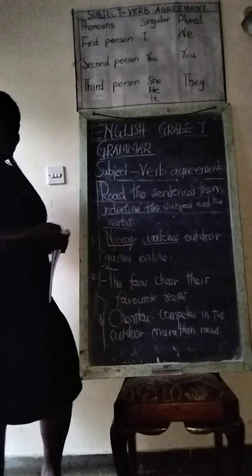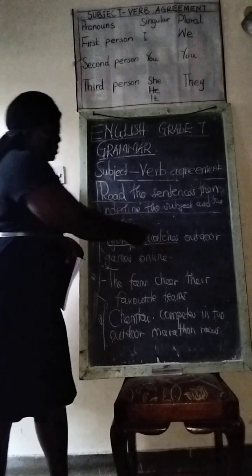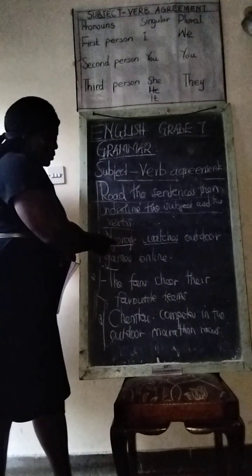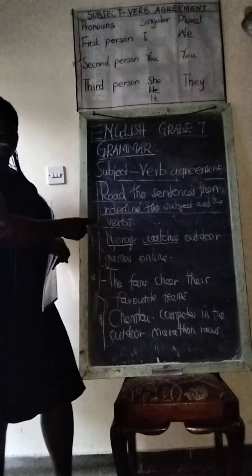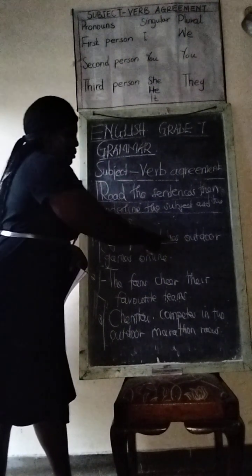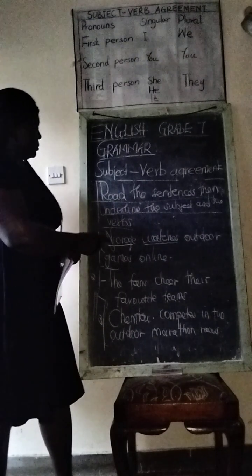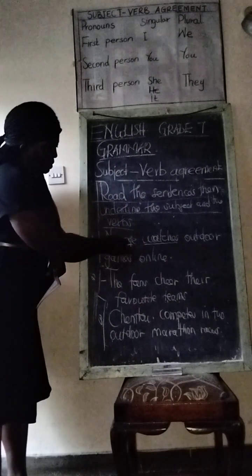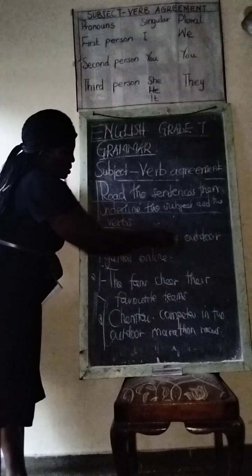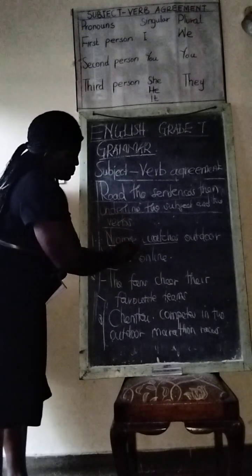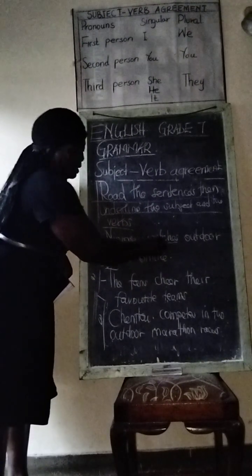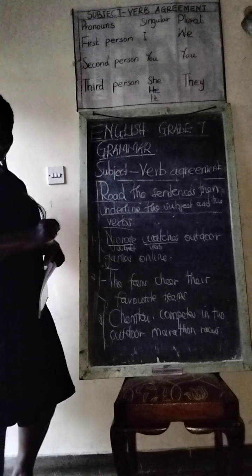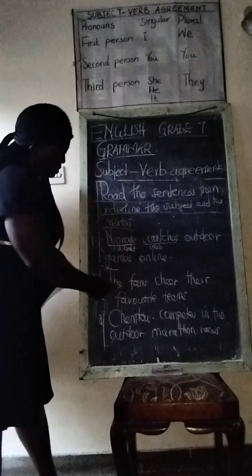Now let us look. Do the subject and the verb agree? Joroge watches. Joroge is a singular subject. Watches, singular verb. Present simple. So you write here subject, verb, and you ask yourself, do they agree? Yes, they do. Let's go to the next.